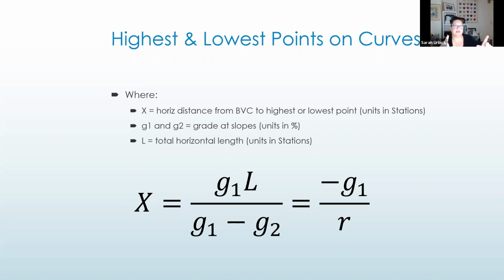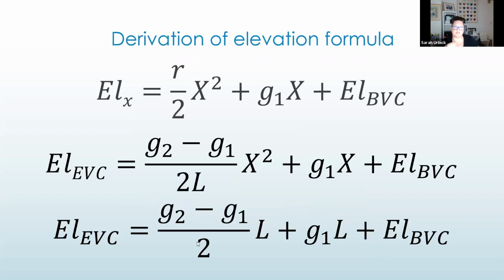Now what we want to find out is what's the elevation at that particular station. For that, we're going to go back to this formula: 1/2 R X squared plus G1 X. And remember, our X is 3.33. We're measuring it off of that beginning point, plus the elevation at our beginning point.